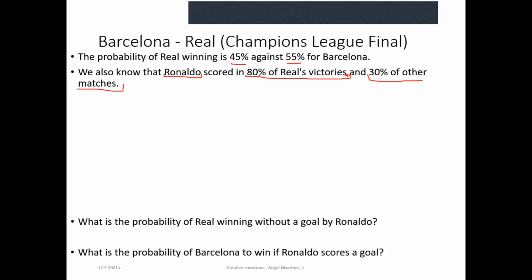The opposite question: what is the probability of Barcelona winning if Ronaldo scores a goal? So imagine the game starts, and in the second minute, Ronaldo scores a goal. We are still at the beginning of the game, and we already know that Ronaldo has scored the goal. So what would be the probability of Barcelona? Where it started at 55%, where will it go if they have conceded a goal by Ronaldo? Upper or lower?